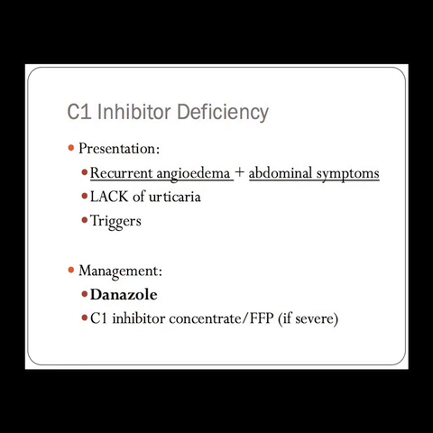Lab features we've already spoken about a bit. There is a low C4, C3, and a specific assay can be done for the C1 inhibitor function, which shows it, of course, to be low. Treatment is with the anabolic steroid danazol, which increases C1 synthesis in the liver. Importantly, use of this drug is associated with liver problems, so an ultrasound is needed every 2 years. In severe attacks, C1 inhibitor concentrate is required. However, if this is not available, fresh frozen plasma can be used.